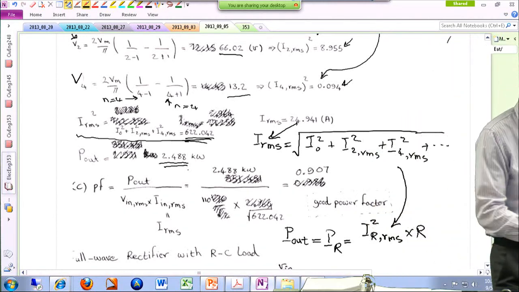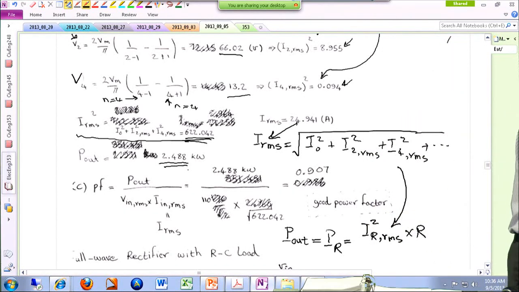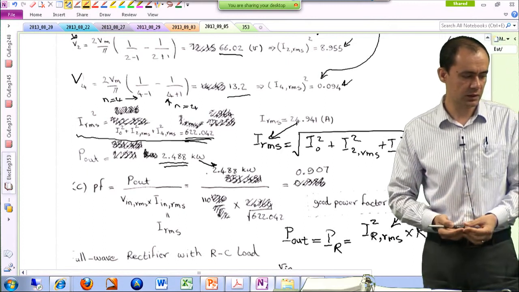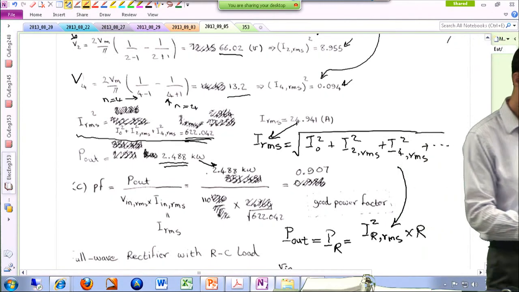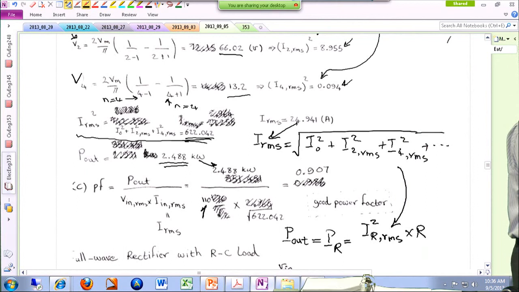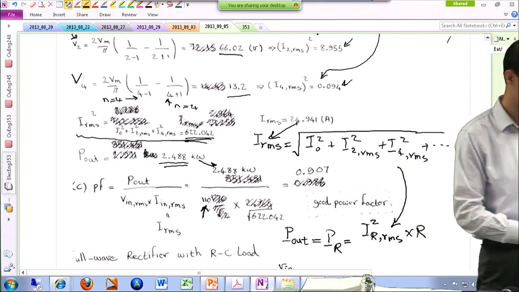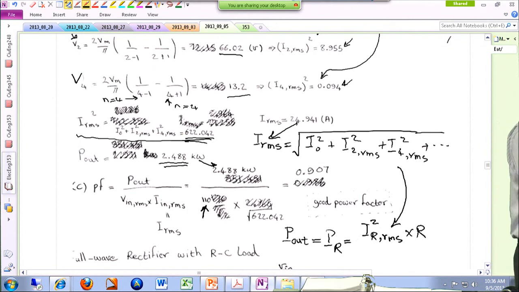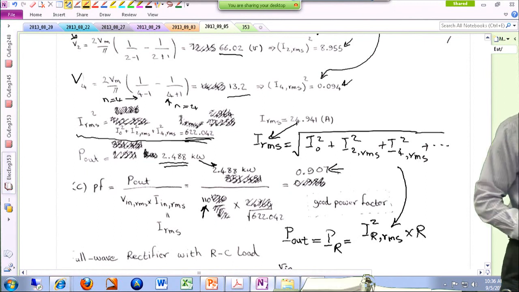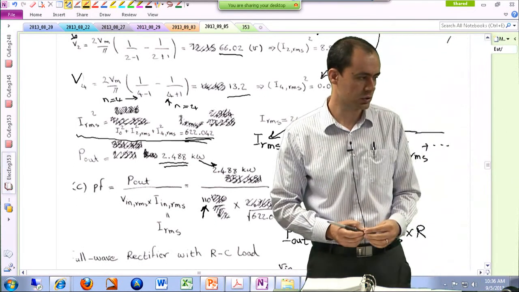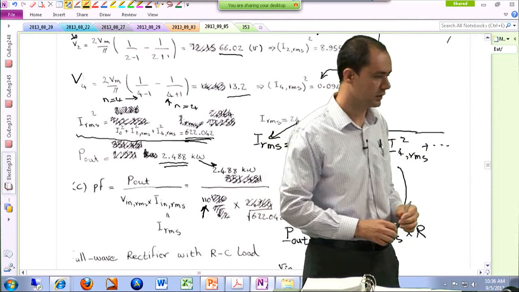And power factor is the average value of the power, which is this guy, over the apparent power, which is V_in RMS times I_in RMS. V_in RMS is 110. I_in RMS is the same as I_out RMS, so it's the square root of, basically, this guy over here, 24.94. And this gives you a power factor of 0.9, which we had in the Mathcad file as well. So we can actually double check this solution versus the Mathcad file that we have.